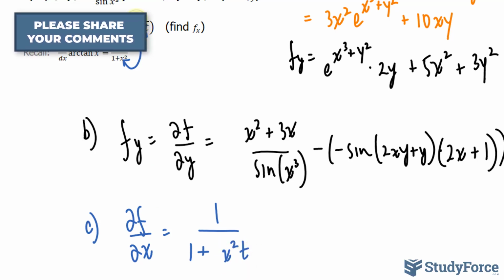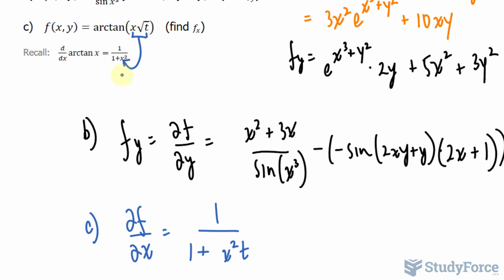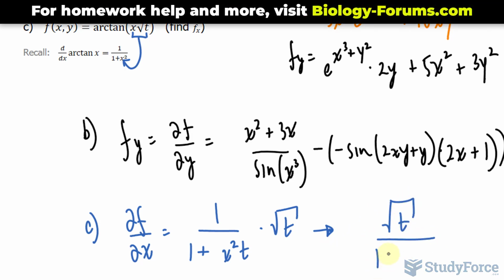Remember, I'm taking both of these factors as powers of 2. So x to the power of 2 and the square root of t becomes simply t. And I'll multiply that to the derivative of this part. Remember, t is considered a constant in this example, whereas x is not. And the derivative of x is 1, leaving us with just the constant, the square root of t. Therefore, our answer is the square root of t over 1 plus x squared t.